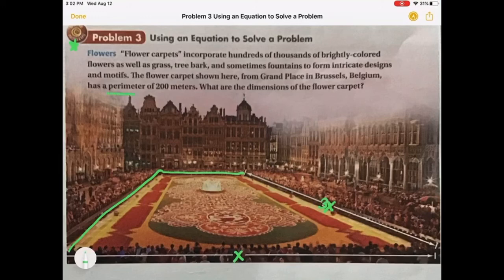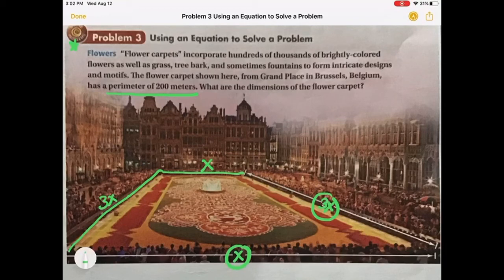So we know the perimeter is 200 meters. So basically when I add all four sides, this has to be equal to 200. So how would you solve for the missing variable? Because I know if this side is x, this would also be x. If this is 3x, again, this would also be 3x. So I would just set up an equation.